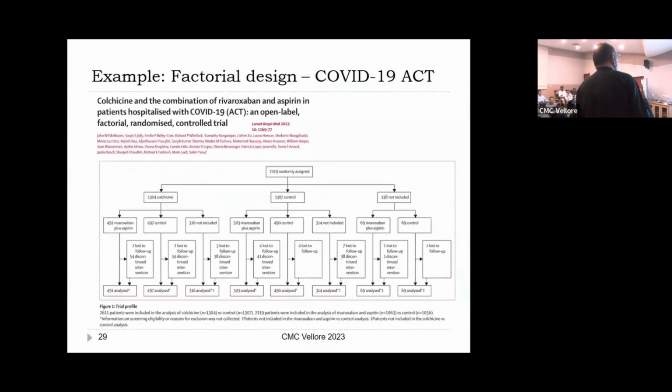So we ended up doing a different type of design, looking at rivaroxaban plus aspirin in some groups, and we had colchicine versus control, and then rivaroxaban plus aspirin versus control. Those are the ones that we had. It was a massive effort, but it was possible to get this done. Not as rapidly as they did in the UK, but we were able to do it.